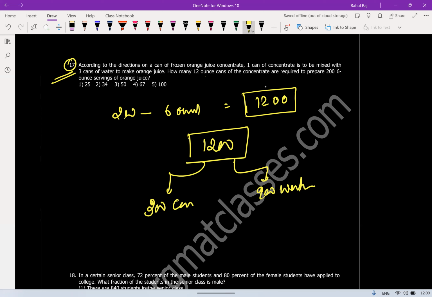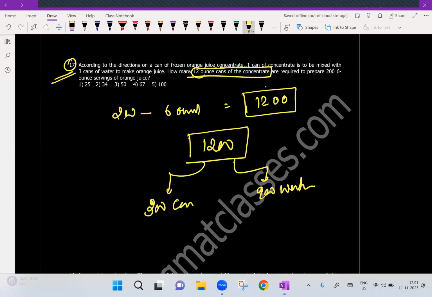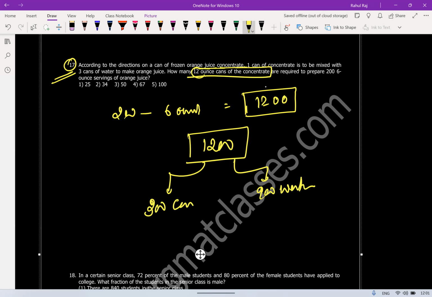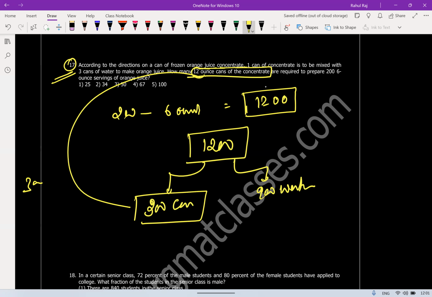Now it says how many 12-ounce cans of concentrate? How many 12-ounce cans of concentrate are required to prepare... So there are total 300 concentrate. How many 12-ounce cans of concentrate are required? It means 300 by 12. That's it. Don't follow any methods and all. Do whatever you feel. It is straightaway.